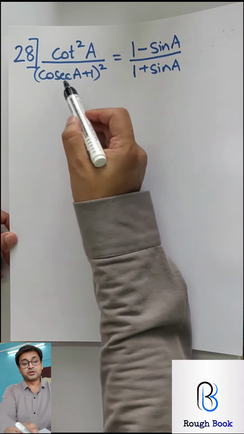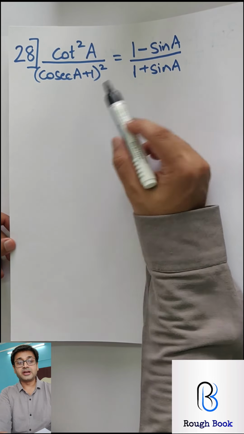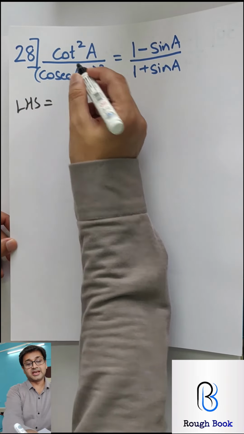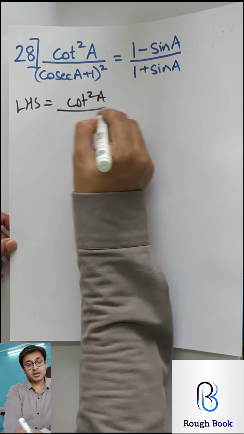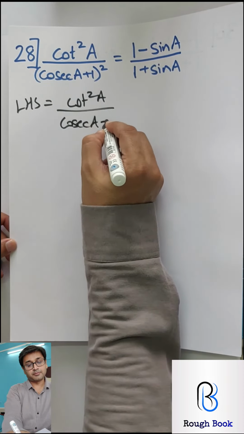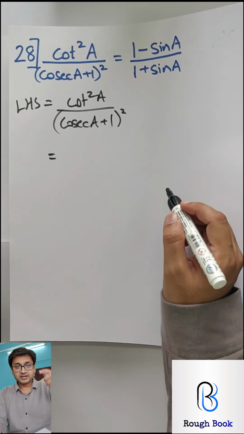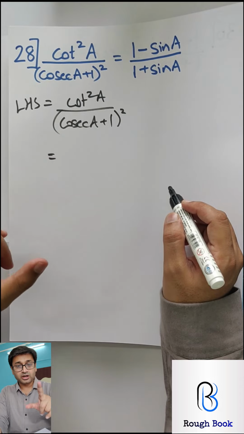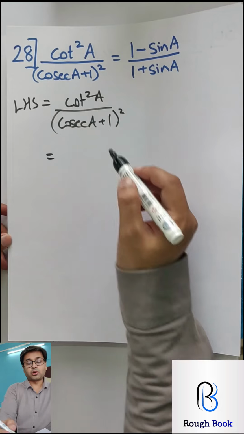You have a choice, either you can begin from LHS or from RHS. The possibility is that you can get it from both the sides, but the easier one according to me should be the LHS. So I'm going to write this as cot square A upon cosec A plus 1 the whole square. Now, square. So some bell in the head, square ratio, and there is some connection between cot and cosec in the square ratio.